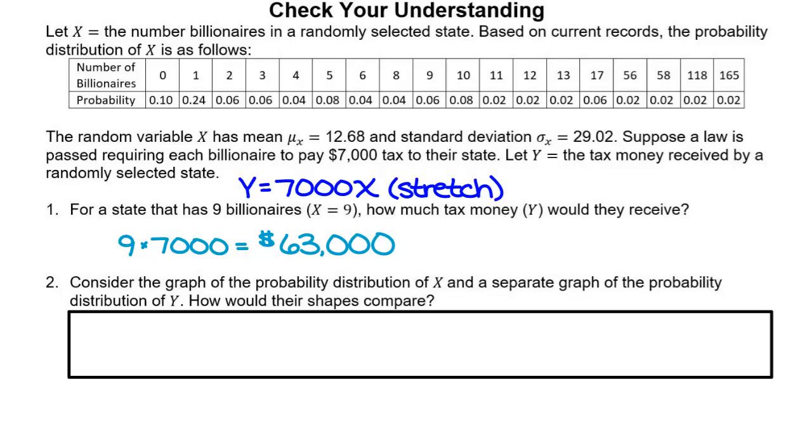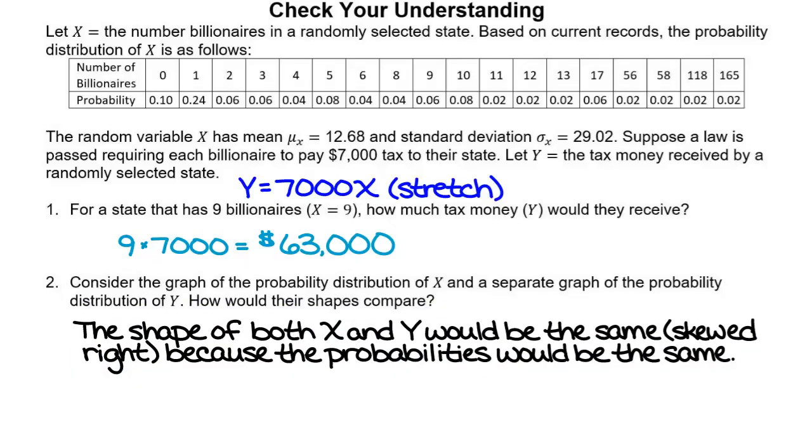We already talked about the probability distribution of x, what this histogram would look like. If we were then to go in and do a probability distribution for y, how would the shapes compare? It's going to stay the same. They're both going to be skewed to the right. The probabilities stay the same, so the shape stays the same.